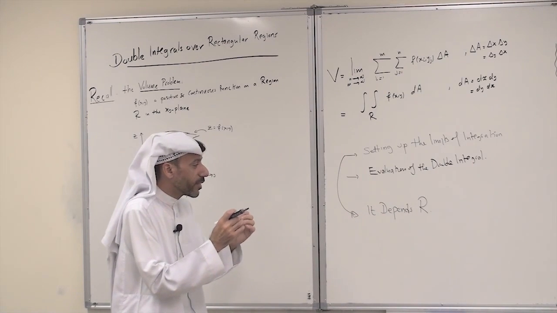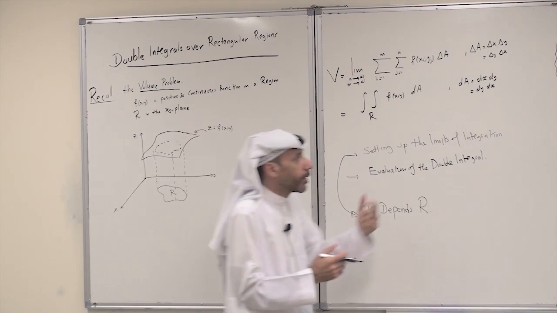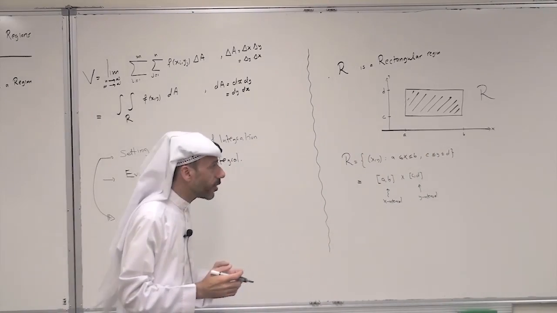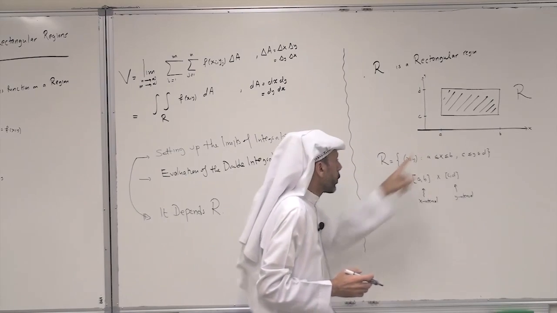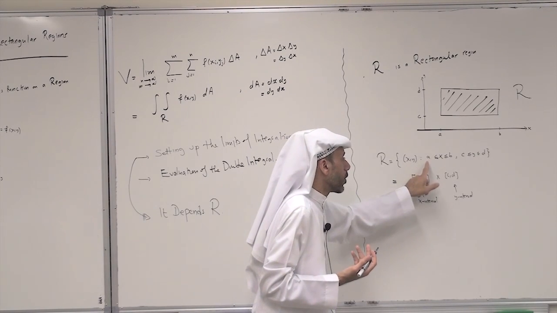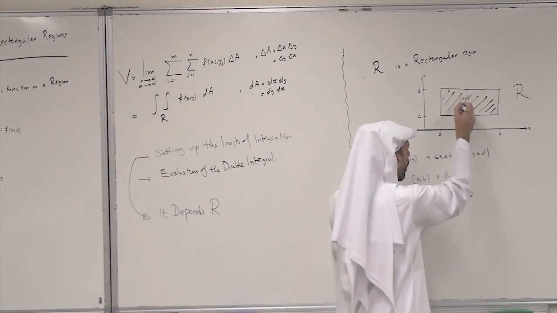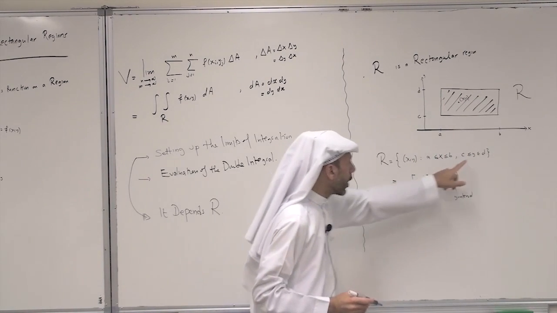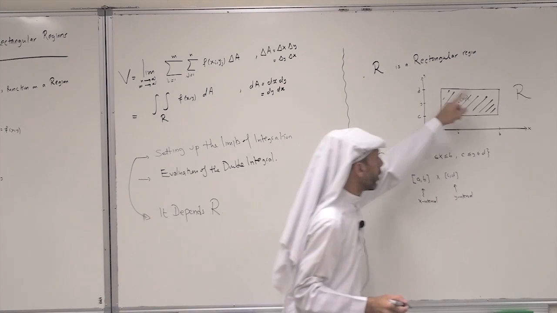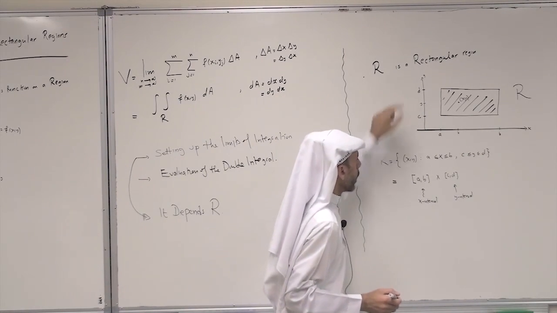And here we'll consider the simplest region in the plane. And the simplest regions in the plane are the rectangular regions. So here, when you have a rectangular region, as depicted here, this is R. The rectangular region R, usually we describe it in two ways. In set notation, it is the set of all points xy such that x lies between a and b, and y lies between c and d. So any point xy in the rectangular region, the x coordinate lies between a and b, and the y coordinate lies between c and d.